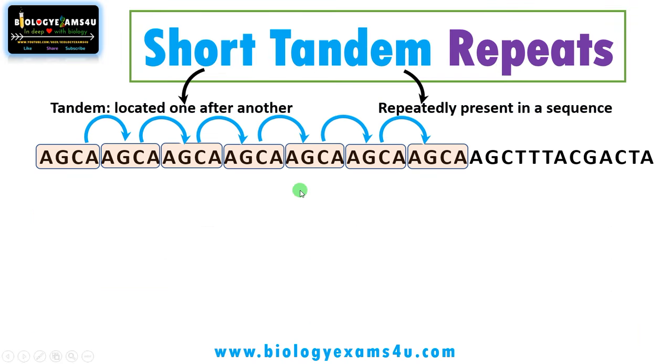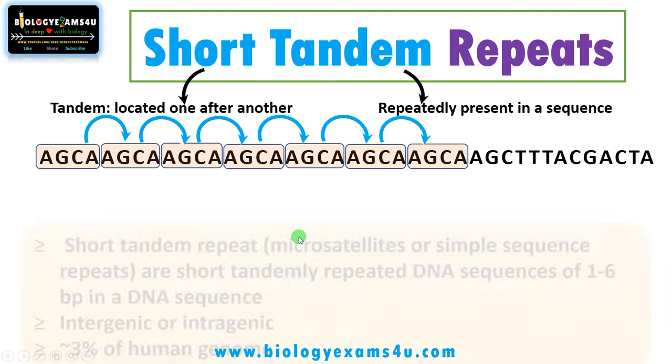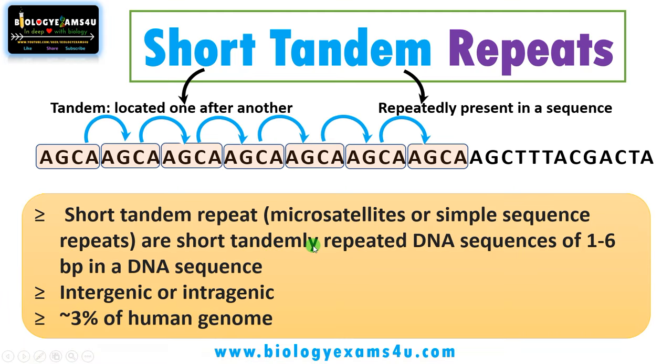So, we have already discussed the short tandem repeats. Short tandem repeats are so-called based on the size of the repeated sequence. Short tandem repeats, also called as microsatellites or simple sequence repeats, are short tandemly repeated sequences of 1 to 6 base pairs in a DNA sequence.